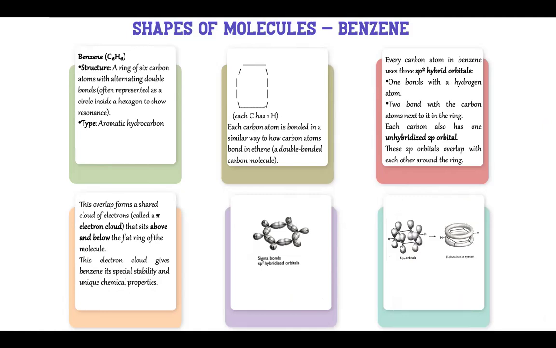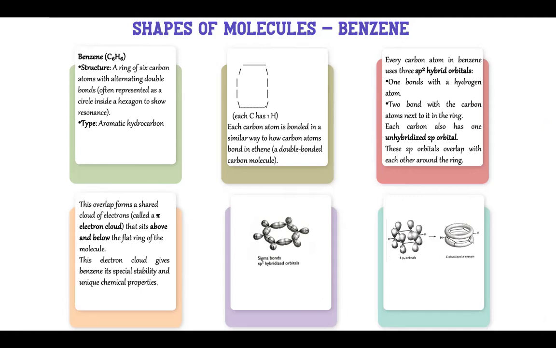Then the third molecule is benzene. The molecular formula for benzene is C6H6, which is a ring of 6 carbon atoms with alternating double bonds, often represented as a circle inside a hexagon to show resonance, and the type is aromatic hydrocarbon.